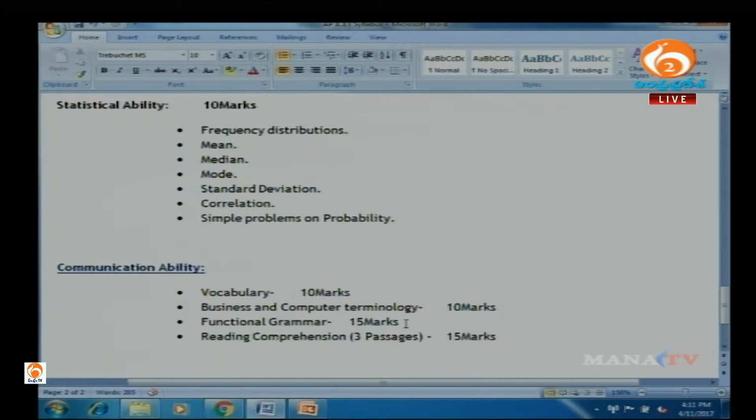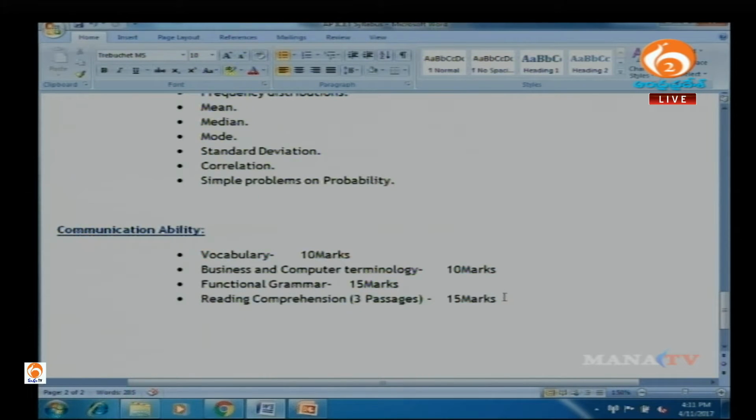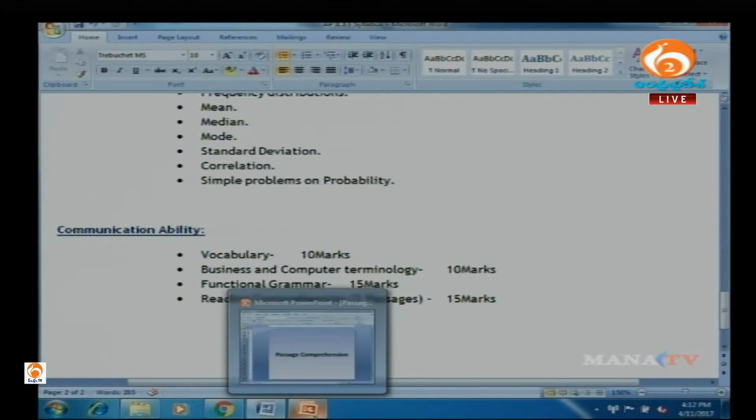Moving on to the topic that we are going to discuss in detail, communication ability. Here the topics that you will have to prepare are vocabulary, business and computer terminology, functional grammar, reading comprehension. Vocabulary has 10 marks, business and computer terminology has 10 marks, functional grammar has 15 marks, and reading comprehension has 15 marks. So on the whole you have around 50 marks for this, for which you will have to answer 50 questions. Today we are going to discuss passage comprehension.